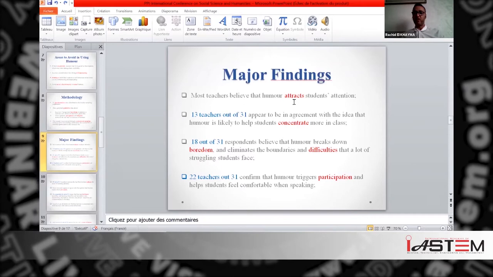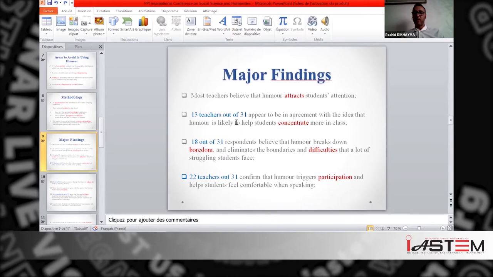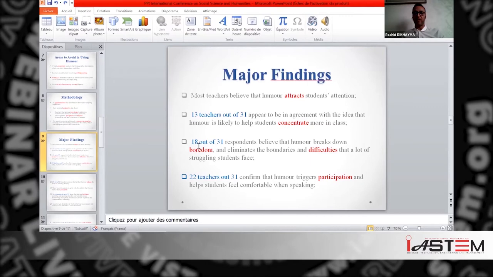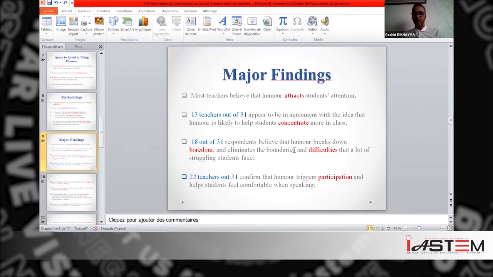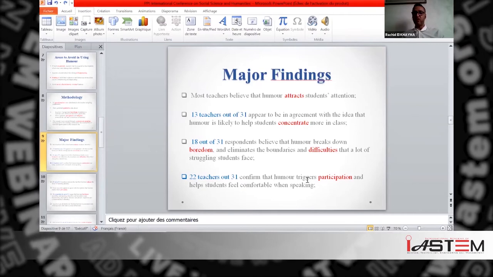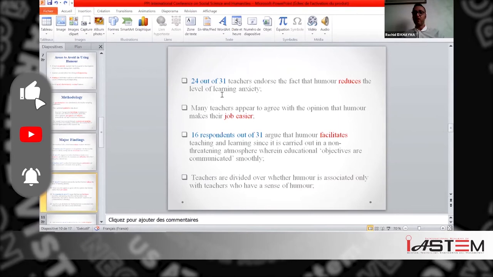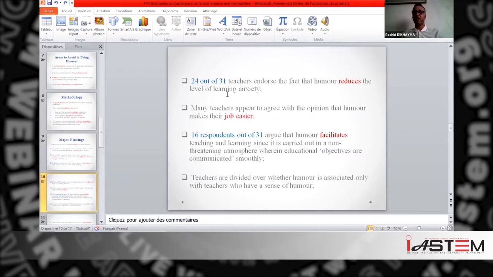So 13 teachers out of 31 agree with the idea that humor can help students concentrate in class. 31, that's the total participants in my study. 18 teachers out of 31 believe that humor breaks down boredom in the classroom. 20 teachers out of 31 confirm that humor triggers participation, helps students participate more and more. 24 out of 31 teachers endorse the fact that humor reduces the level of learning anxiety, humor makes students more relaxed in the classroom. So since they are more relaxed, they learn better, they concentrate better.